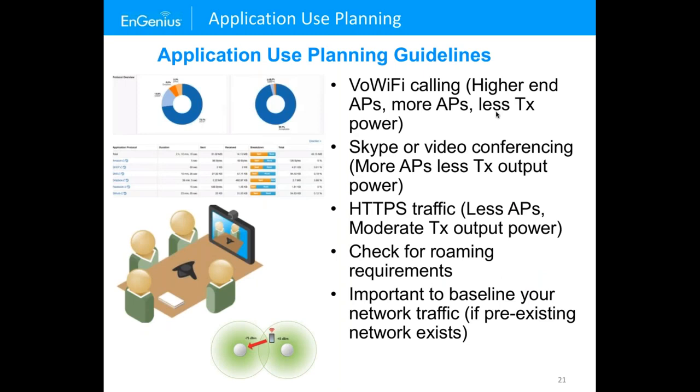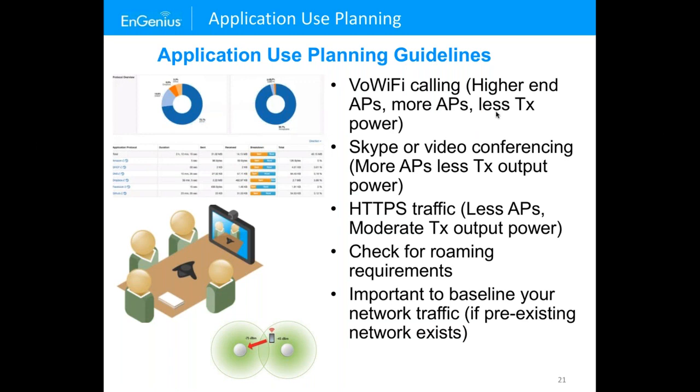So some application use planning guidelines: if I were to talk to a customer, I would ask them, okay, what are you going to use the network for? And they say things such as Wi-Fi calling or Skype or video conferencing, or they want to be 100% wireless. I'm going to be looking towards a more voice-strong network, which means I use more APs, less output power. If they need voice over Wi-Fi calling, it's actually higher end access points with a better processor and more memory to handle those concurrent voice calls. And if it's HTTP traffic or email, I'm going to use fewer access points and just have a moderate output power for them because roaming is not really important for them in that regard.